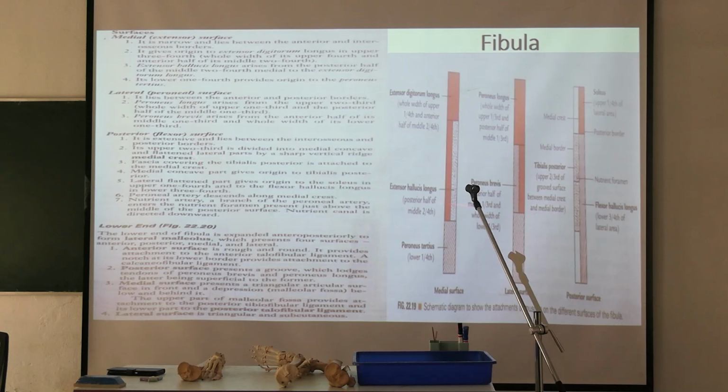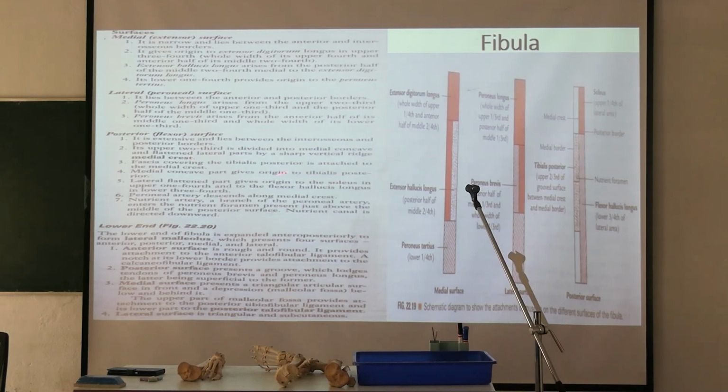Next we go to the posterior or flexor surface. Here it is extensive and lies between the interosseous and posterior border. Its upper two-thirds is divided into a medial concave and a flattened lateral part by a subvertical ridge that is known as the medial crest. Here is the medial crest.